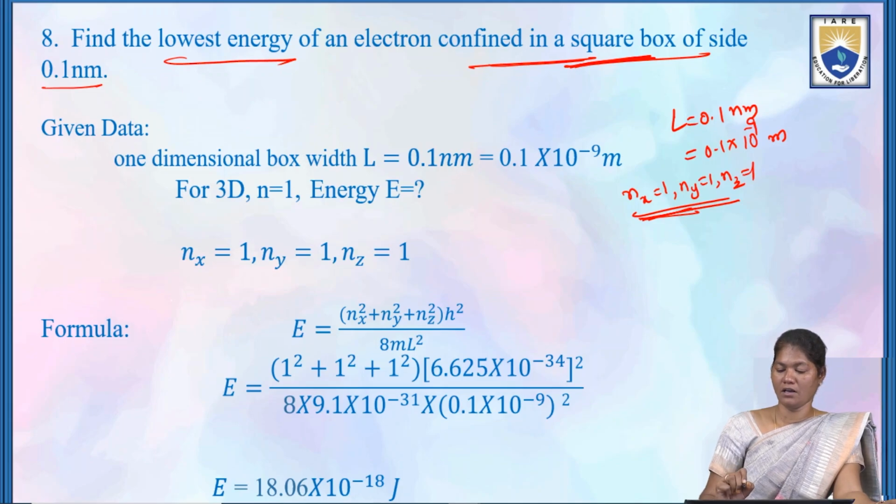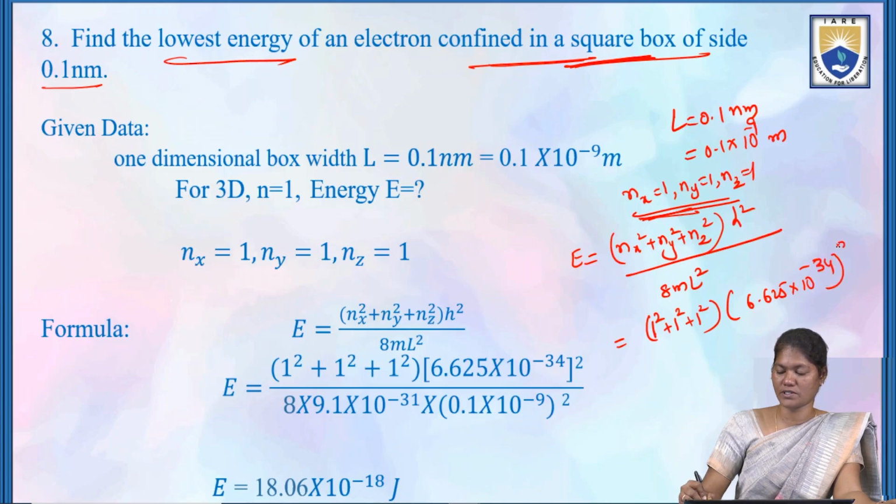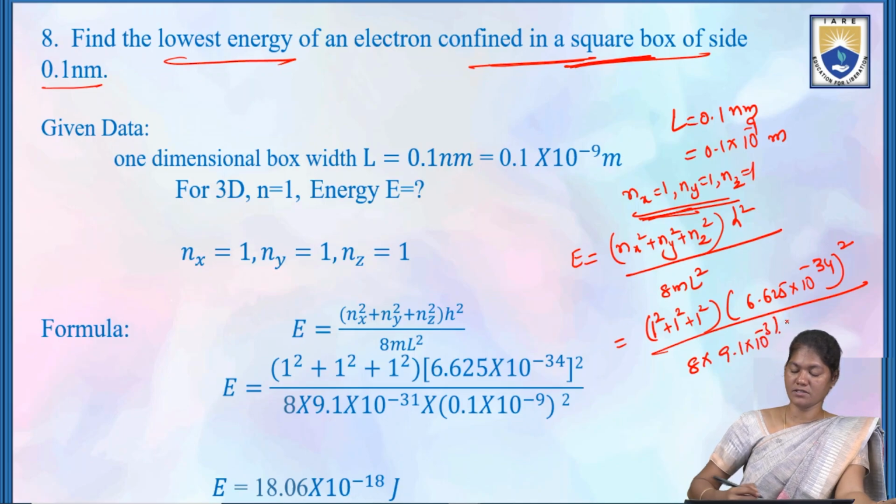That is ground state energy. So the formula for eigenenergy for 3-dimensional is (nx square plus ny square plus nz square) h square divided by 8mL square. So it is equal to (1 square plus 1 square plus 1 square) into (6.625 into 10 power minus 34 joule second) square, divided by 8 into 9.1 into 10 power minus 31.